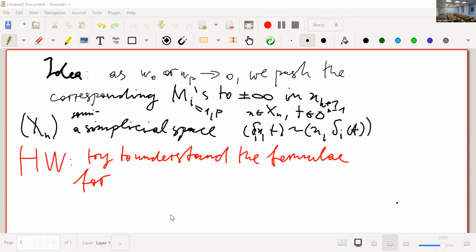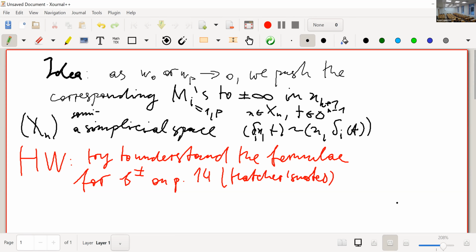The sound's working now. The formula for B, what is it? Oh yes, B. On page 14. I tried that thing.